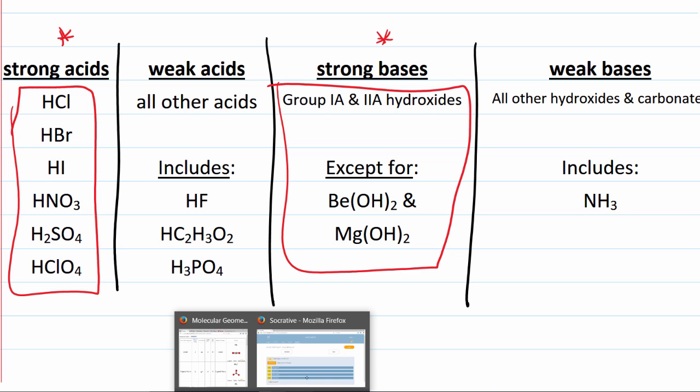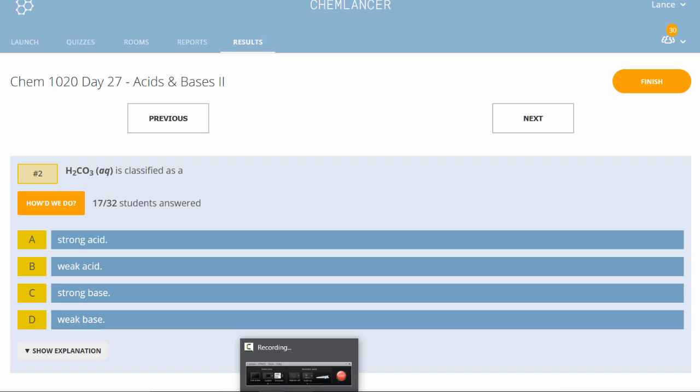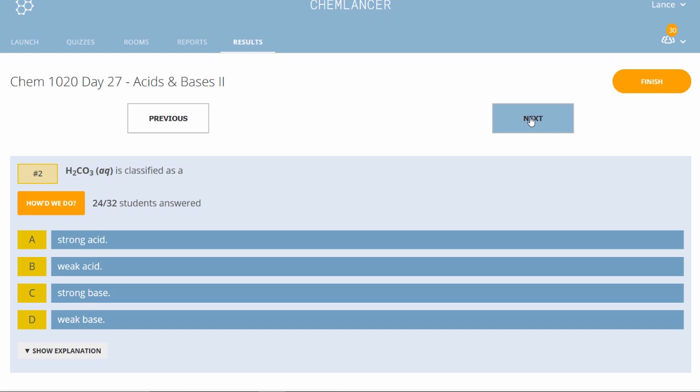Okay, let's get your answers locked in here. Give you about 5 seconds. We'll count down. 5, 4, 3, 2, 1. And how about this? There we go. This would be a weak acid.